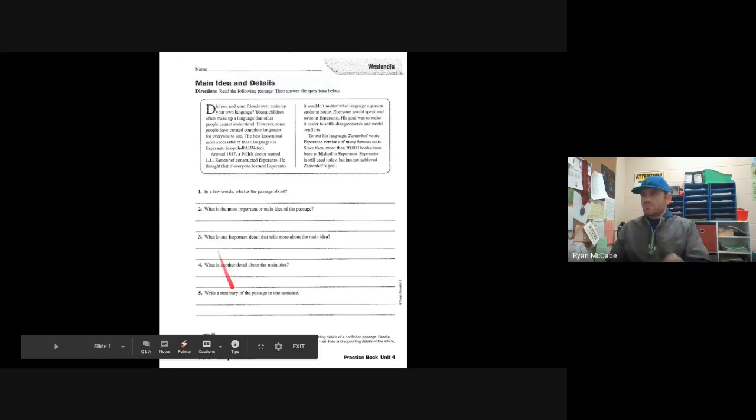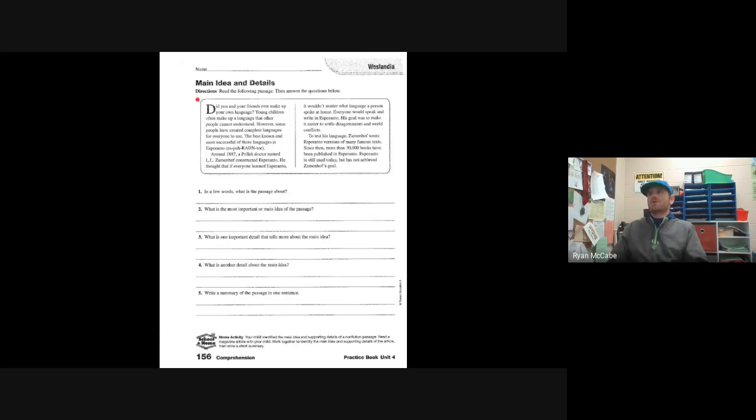So main idea is, again, well, I guess the main part of the story is trying to tell you, or kind of the guts of it, you know, the middle, or what you want to get out of it. So you need to read the passage again. And then right here it says, in a few words, what is the passage about? So that's pretty much what the main idea is. It's asking you what the story is about.